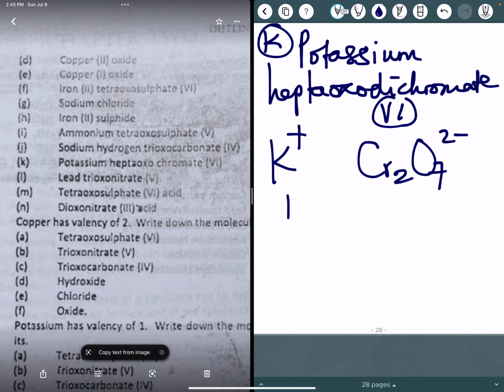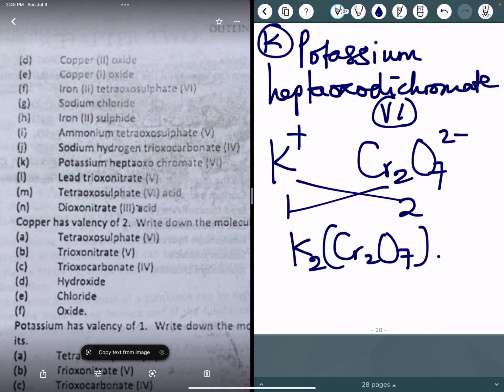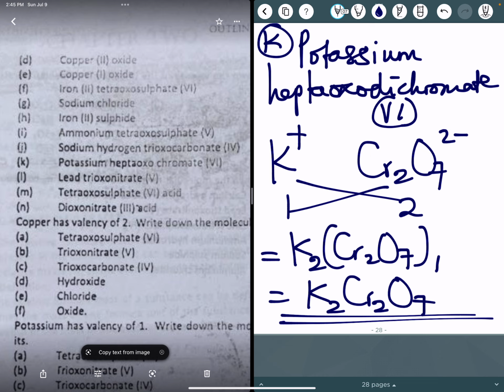So from the charges, I write 1, and for minus 2, I write 2. This is the charge, this is the valency. This is the charge of the potassium ion, this is its valency. So to form compounds with the two ions, I'll exchange their valencies and get K2Cr2O7 1. But because I don't need to write 1, I can write K2Cr2O7. So that's the compound.